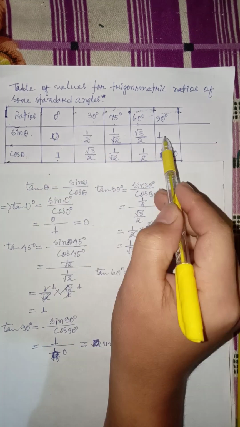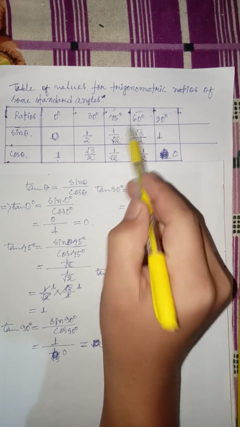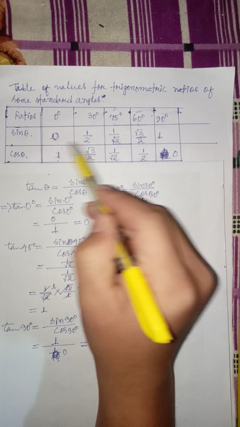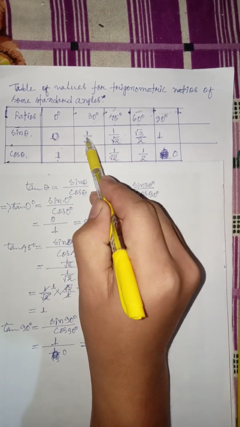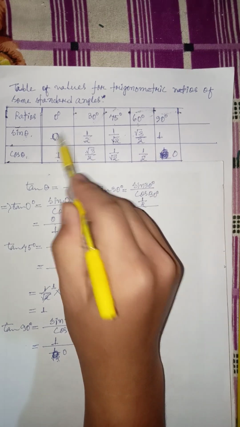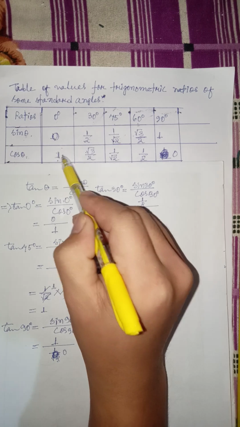In case of cos, whatever the values of sine at 90 degree will be the first, and 60 will be this one, and cos 45 will be this one, right? And cos 60 will be sine 30 degree, and cos 90 degree will be sine 0 degree. Alright, if you know this sine, easily you can find out this.